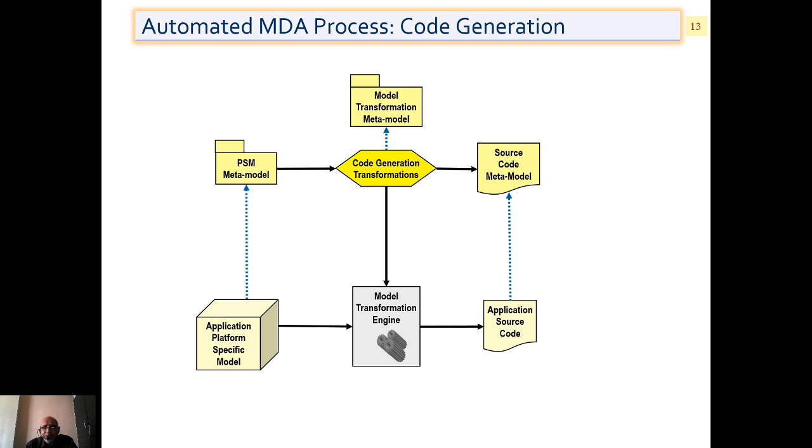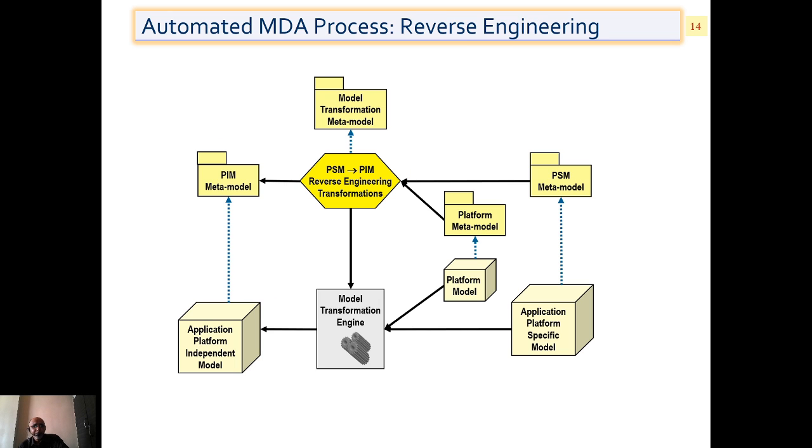And then code generation, how to generate the code, have the PSM meta model as the input, have the code generation transformations, and then have the source code meta model. Now here with the PSM, the background of PIM has to be understood. You can use the sequence diagram or state chart diagrams or activity diagrams for generating the code, right?